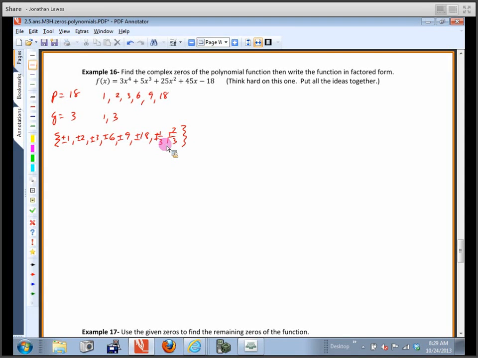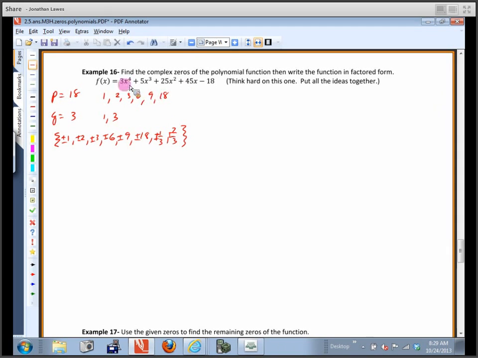Okay, take a good look at this. And let's think about some of the ideas that we've talked about here. What would we normally start with as far as checking zeros? Start with 1. Okay, now, if we just did synthetic division, that's going to take a little bit of time because this is a really long polynomial. There are 5 terms here.